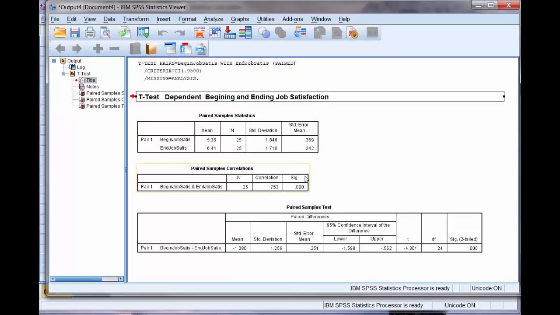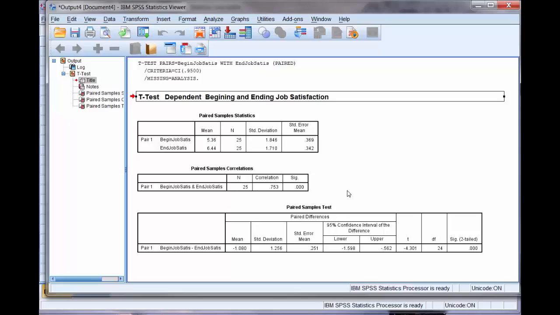SPSS also gives me the correlation, and you would expect a correlation at least this high between paired sets like this, because their ending job satisfaction response is going to be related to their beginning job satisfaction response. Quite high, you would expect that.